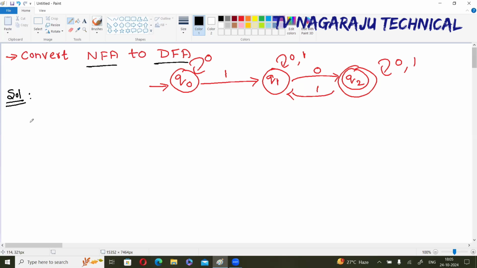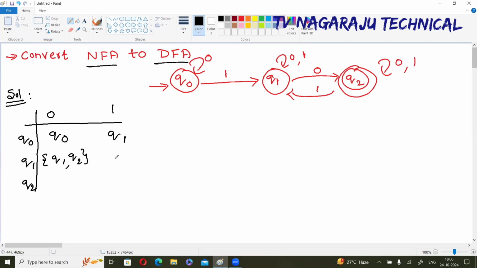Before converting, first I will write down the transition table for easy understanding. 0, 1. What are the states I have? Q0, Q1, Q2. Q0 on 0 moves to Q0, and Q0 on 1 moves to Q1. Now Q1 on 0, two transitions are there: Q1 comma Q2, and Q1 on 1 goes to Q1. Next, Q2 on 0, only one transition. Here the two transitions Q1 comma Q2. This is the transition diagram for the given NFA.